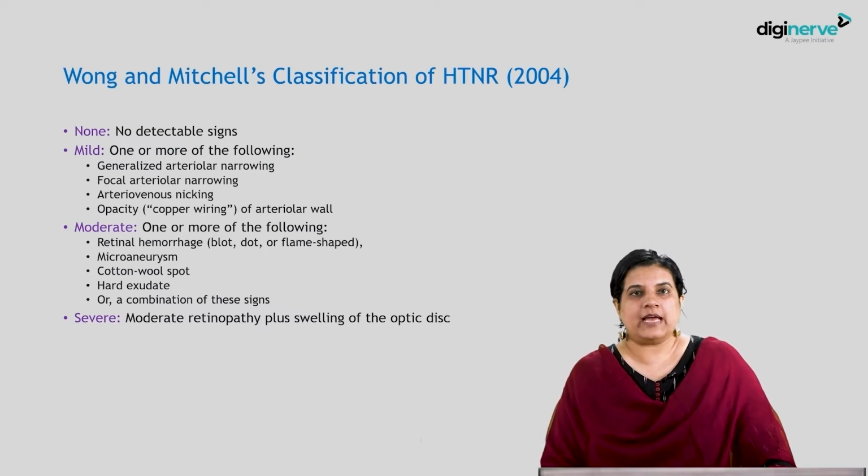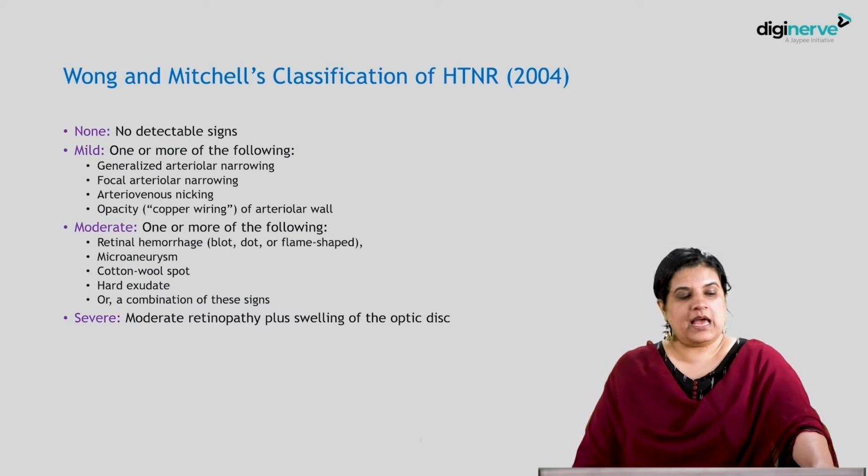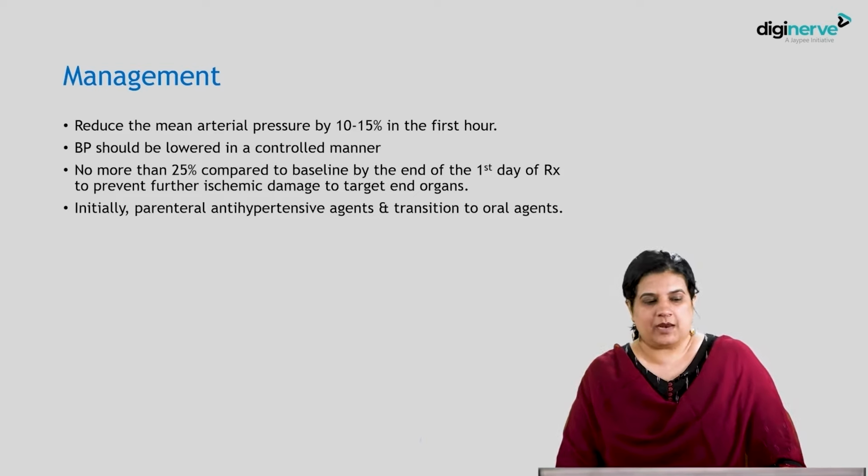It's called moderate hypertensive retinopathy if one of the following is there: retinal hemorrhages, either dot, blot or flame shaped, microaneurysms, cotton wool spots, hard exudates, or a combination of these signs. In cases with severe hypertensive retinopathy, we will have moderate retinopathy along with disc edema. So the management is to control the blood pressure.